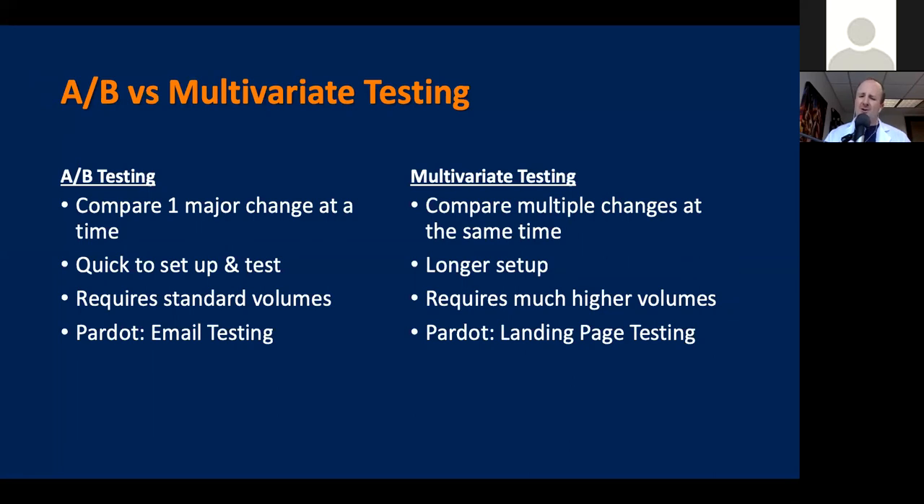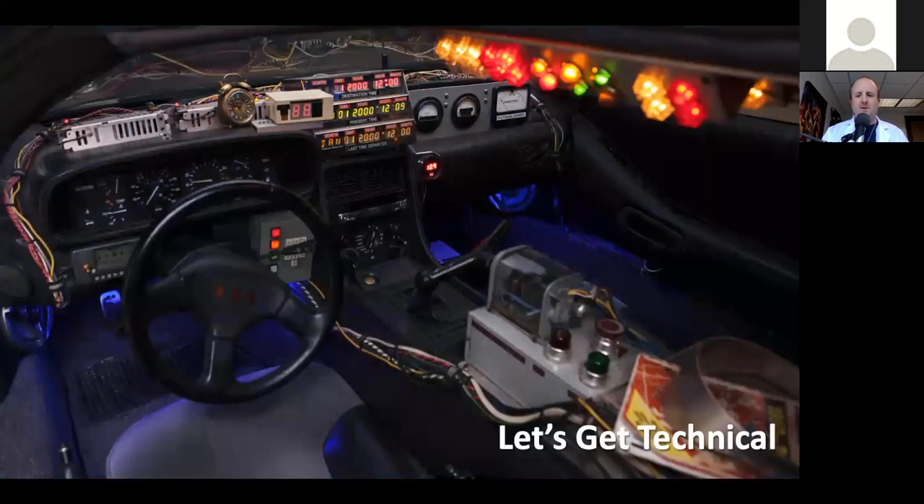It's also not harder to set up, it just takes more time to set up because you have to specify the different changes in the different sections. Now, the Pardot landing page testing is called multivariate testing, but quite literally it is more of an A/B testing for landing pages. All right, let's get technical.